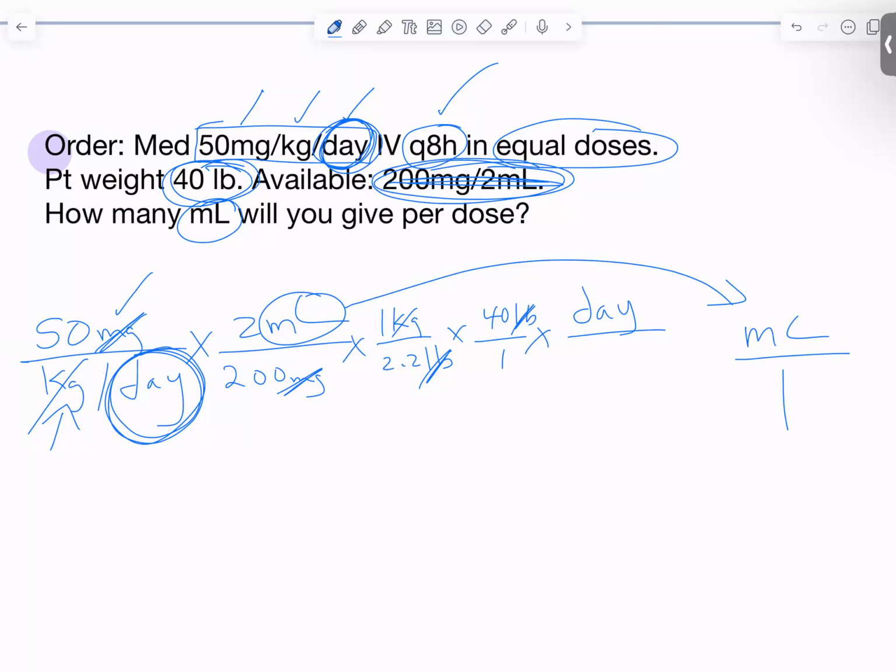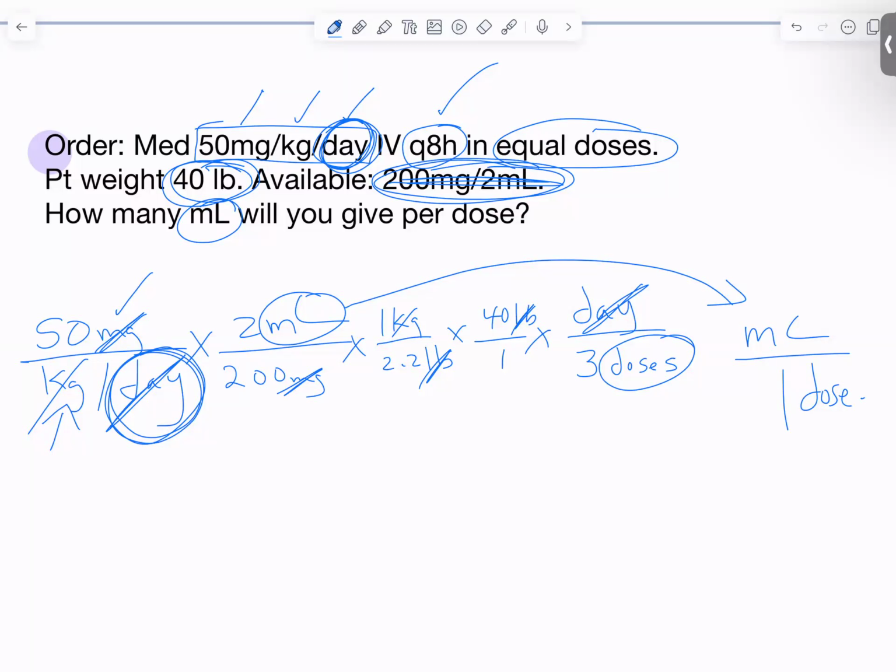8 times 3 is 24. So 3 doses every day. This crosses off the word day, and that's how we get with the dose, the word dose. So we were solving for a dose in the denominator. And that's where people usually get mixed up, and I'm going to show you the difference in the next question.